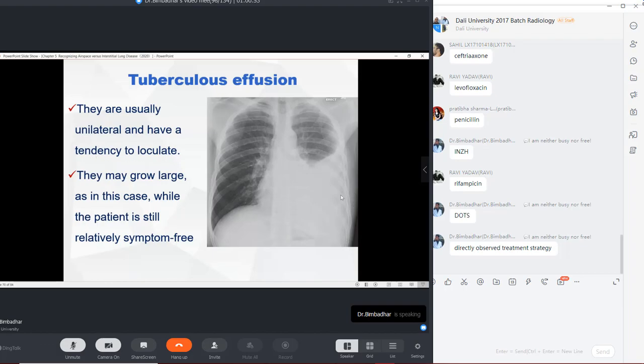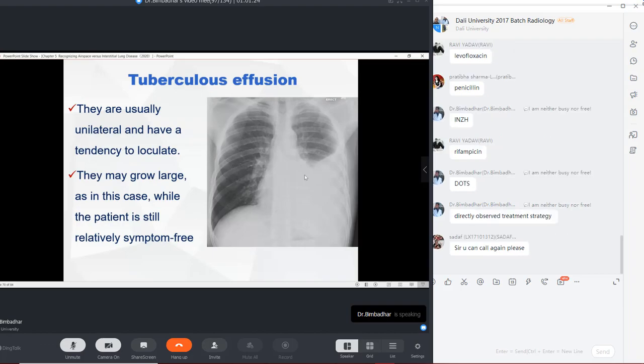They loculate in the sense that they get down into the dependent parts of the thorax, which means the fluid is pulled down due to gravitational force, and that's the reason we can see it here that way. Sometimes they can also be seen down in the fissures. So, loculated pleural effusions along with complete filling up of the fluid in the cardiophrenic recesses is a characteristic feature of tuberculosis.